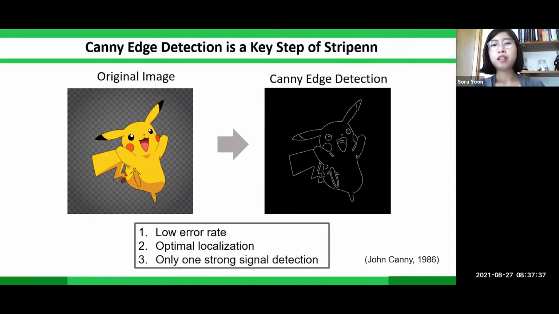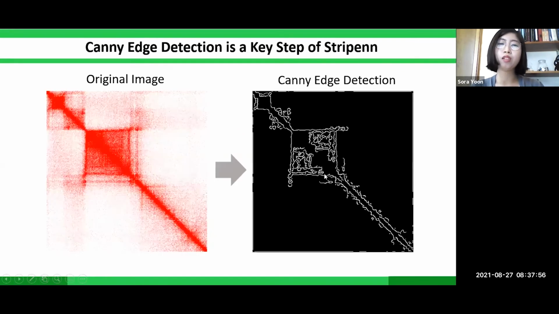Canny edge detection is a kind of edge detection method that was developed by John Canny in 1986. It is still very popularly used because of its low error rate, optimal localization, and only one strong signal detection. So I applied this Canny edge detection to the Hi-C data to detect this long and thin structure, the stripe.